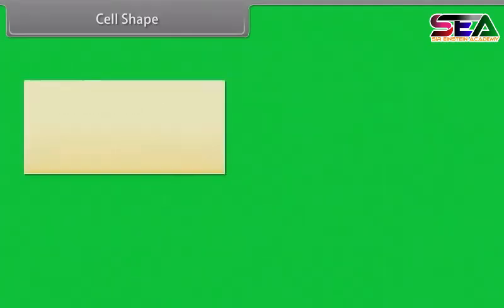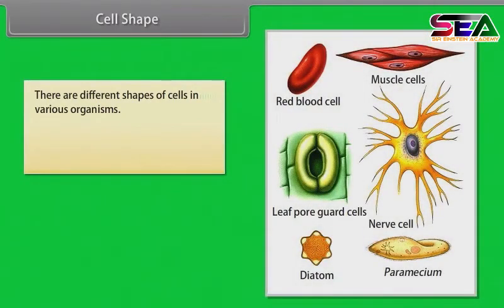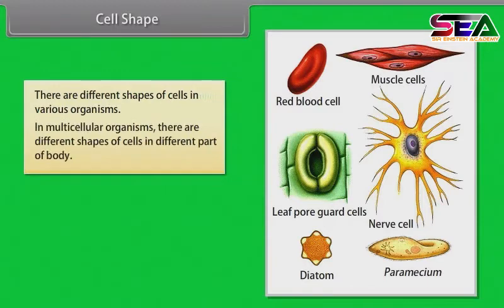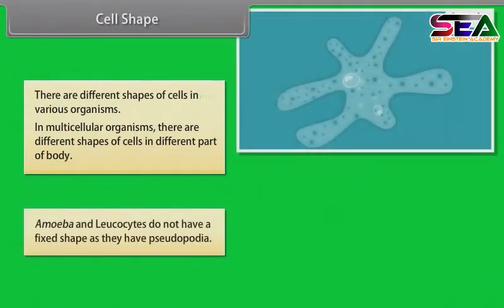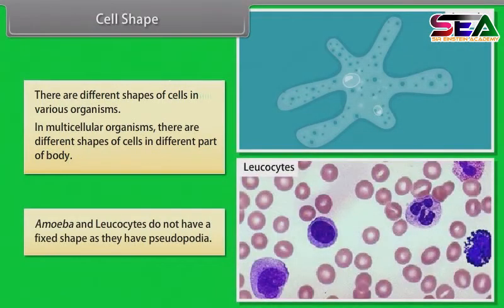Cell shape. There are different shapes of cells in various organisms. In multicellular organisms, there are different shapes of cells in different parts of body. Amoeba and leukocytes do not have a fixed shape as they have pseudopodia.